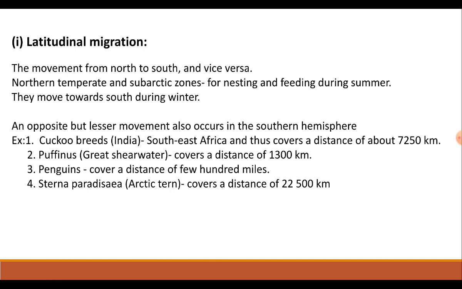Let us see what is this latitudinal migration. The latitudinal migration usually means the movement from the north to south or vice versa, where most birds live in the land masses of the northern temperatures and subarctic zones, where they get facilities for nesting and feeding during summer. Whereas during winter, when the northern hemisphere becomes covered with ice and snow, these birds move towards the south, seeking shelter.